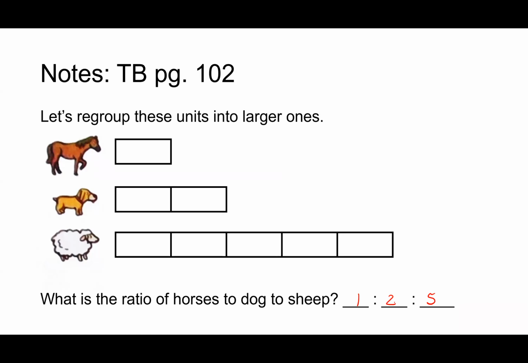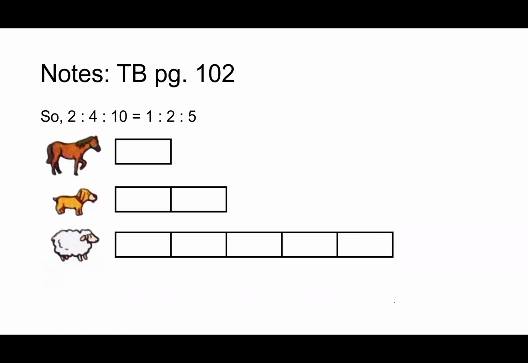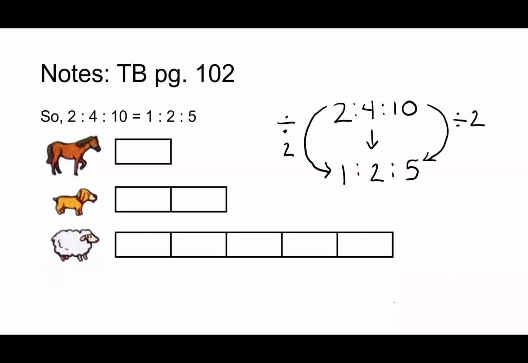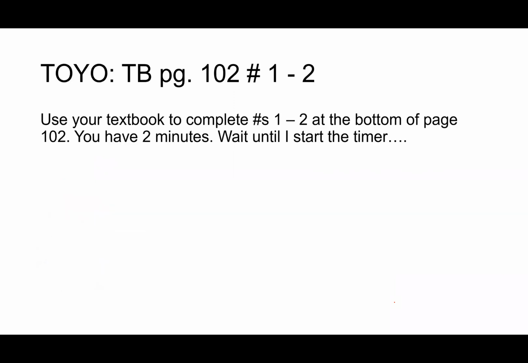Okay, so go ahead and in your textbook, we're on page 102. You have space for both of those Try It questions, where you're completing numbers 1 and 2 at the bottom of the page. You guys have like 1 minute. This is pretty easy peasy.